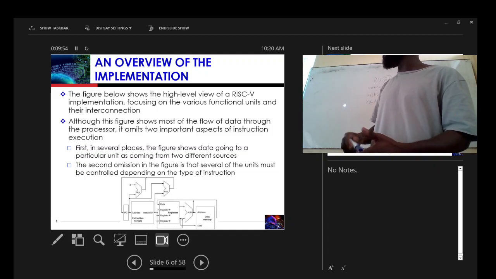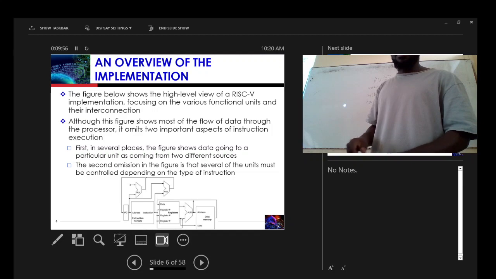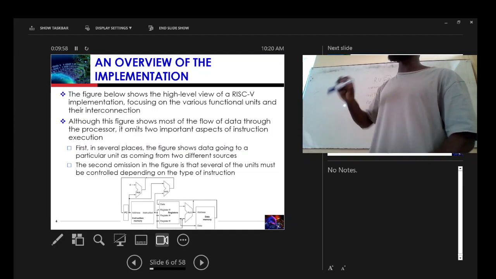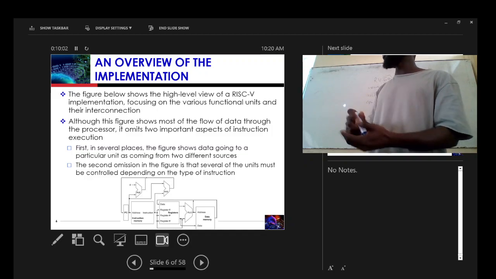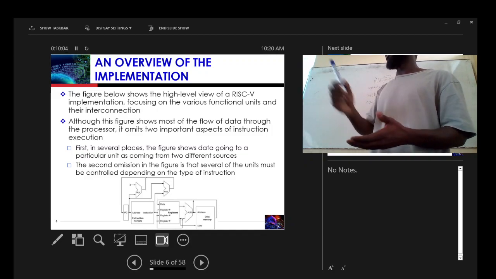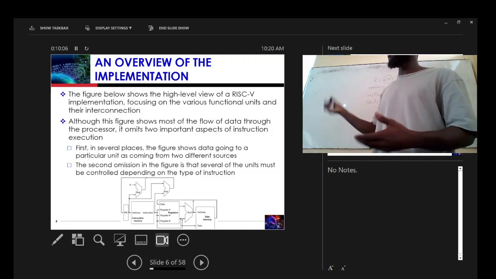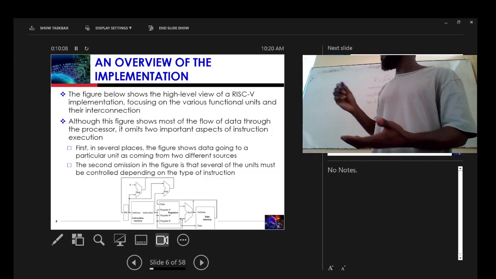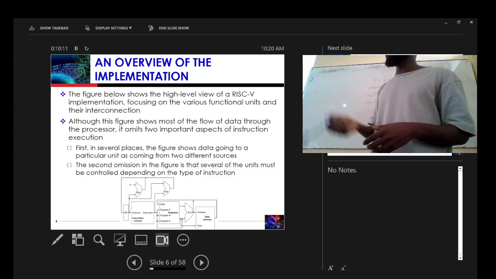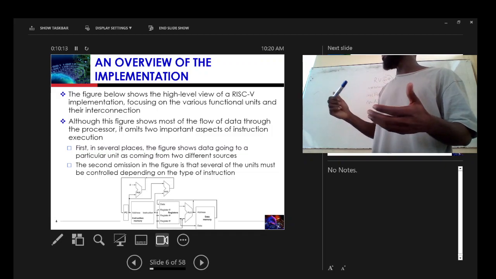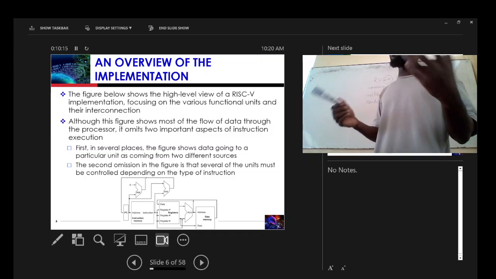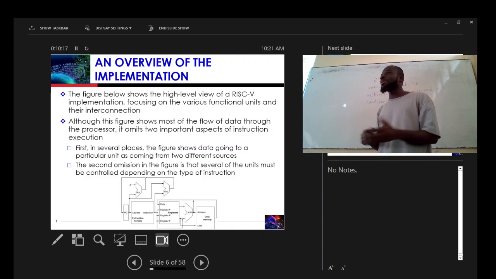As you can see, we have the PC there. The PC points to the address in the instruction memory, and then from that address, we will read some kind of instructions. Those instructions will be decoded. We know that already, and then it will be sent.